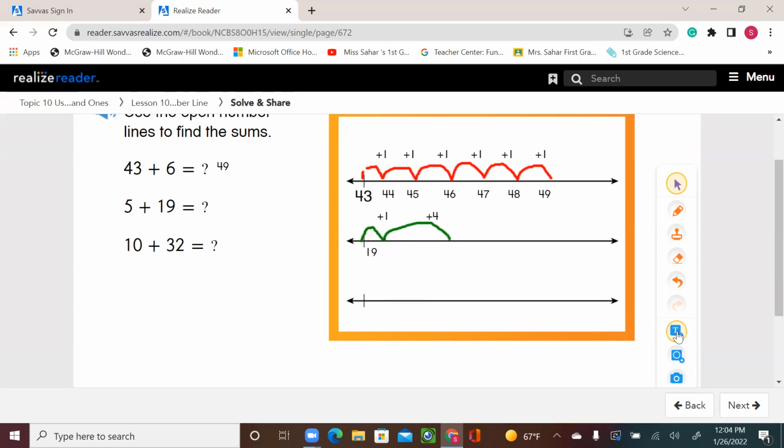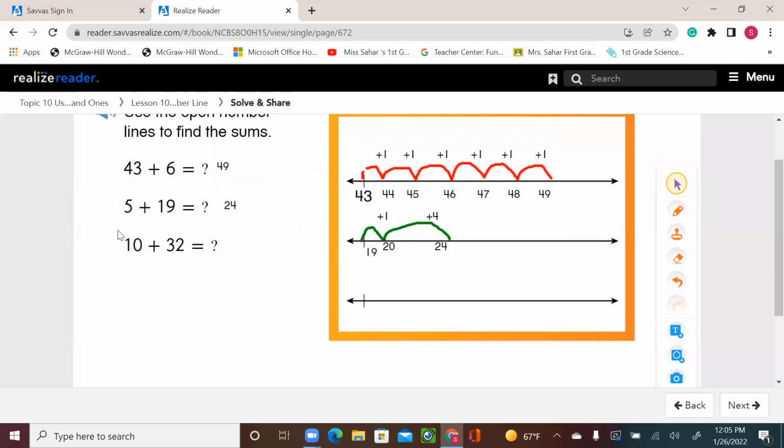So 19 plus 1, that's 20. 20 plus 4, easy. Very good. 24. So 19 plus 5 equals 24. Let's write this down. That's my second question.